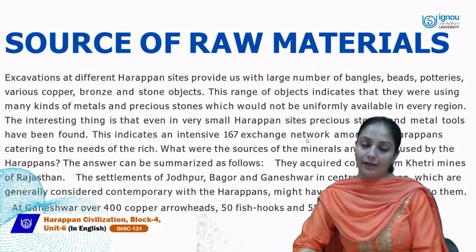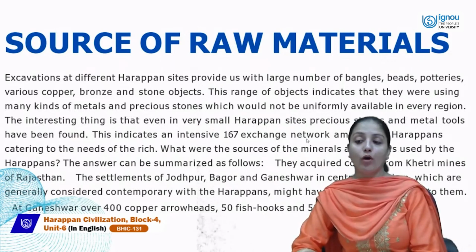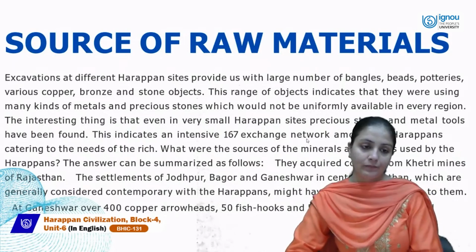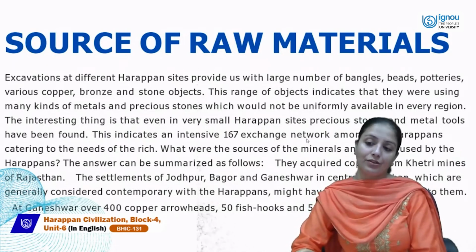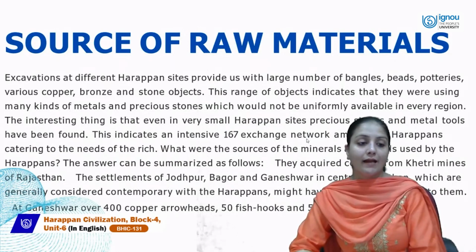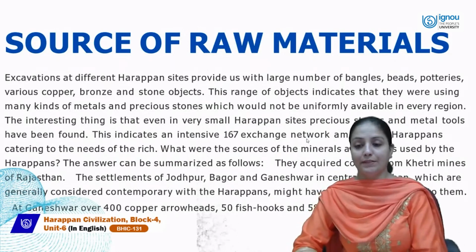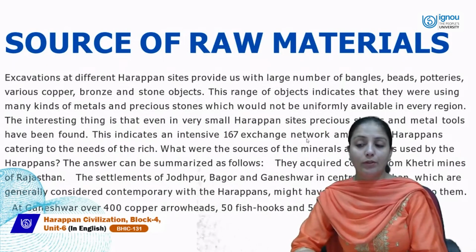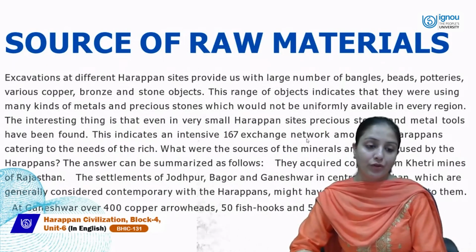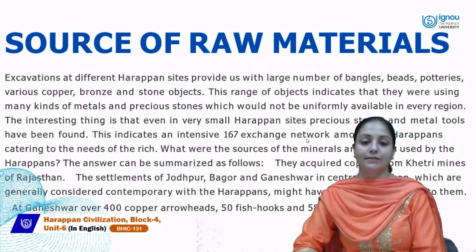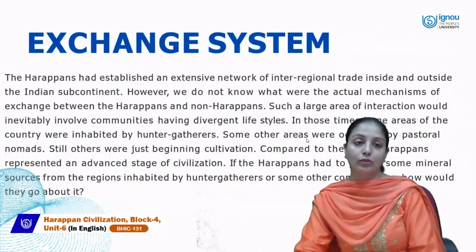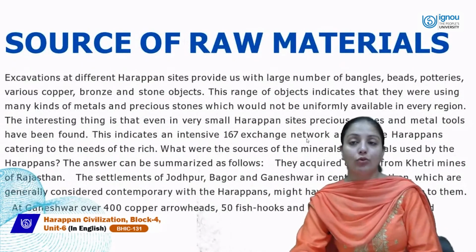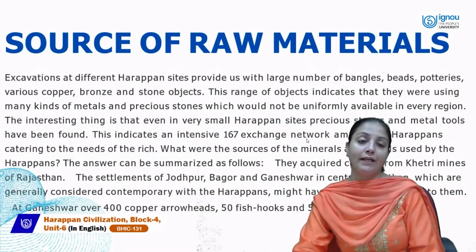The answer can be summarized as follows. Just like they acquired copper from the Khetri mines of Rajasthan, the settlements of Jodhpur, Bagor, and Ganeshwar in central Rajasthan, which are generally considered contemporary with the Harappans, might have supplied copper ore to them. At Ganeshwar, over 400 copper arrowheads, 50 fish hooks, and 58 copper axes were found. So that is what we know about the source of raw materials which they got from one another.